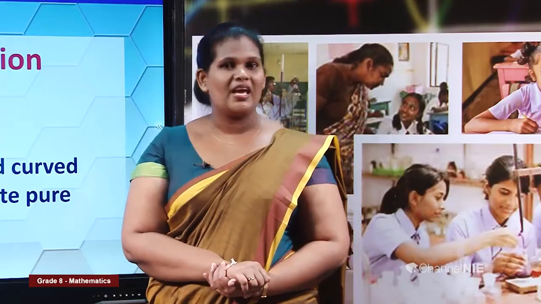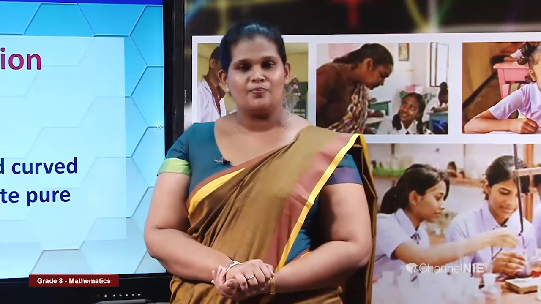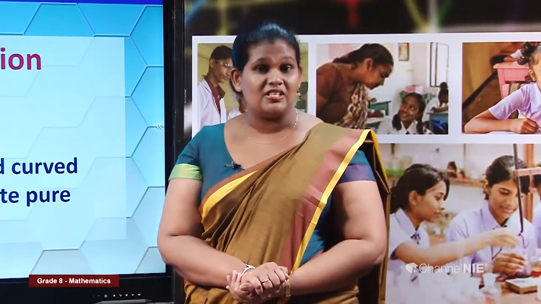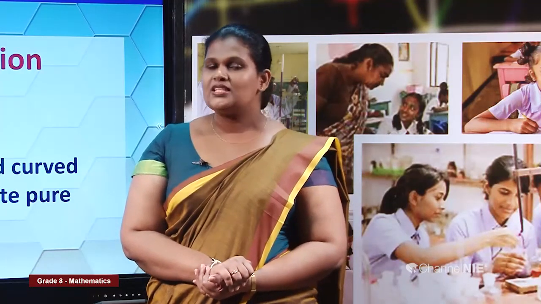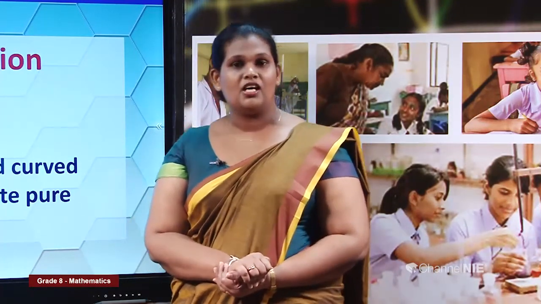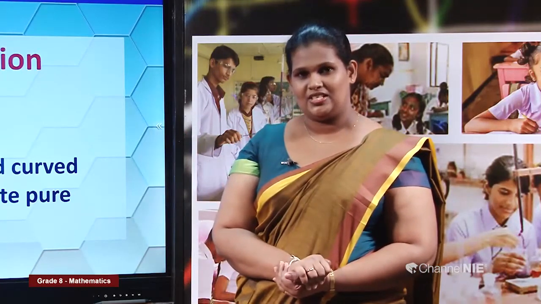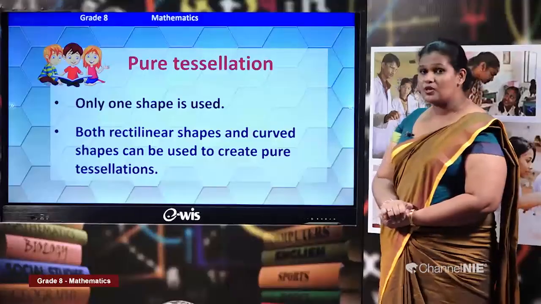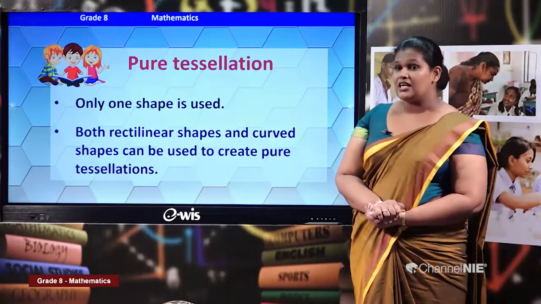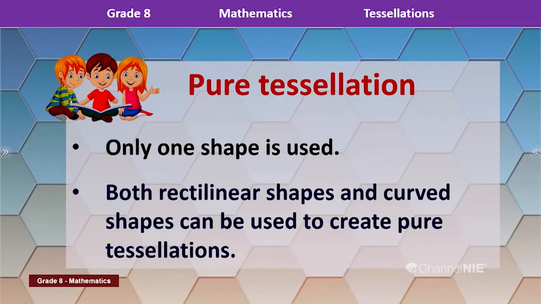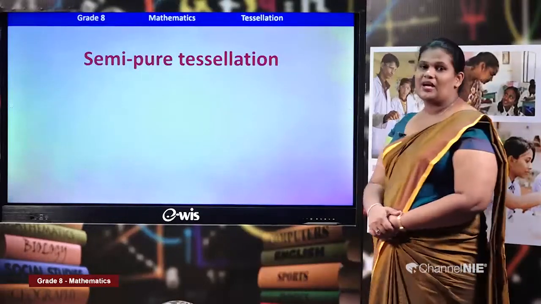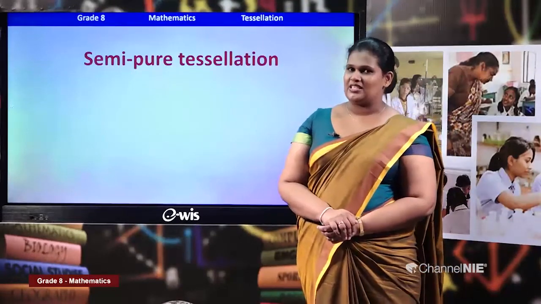Right. Now, we have discussed many things on pure tessellations. We have discussed almost all the things you have discussed in grade 7. So, we will summarize the things we have learned under pure tessellations. First, we said pure tessellation is a tessellation created using only one shape. Both rectilinear shapes and curved shapes can be used to create pure tessellations. Right. Now, that is about pure tessellations.